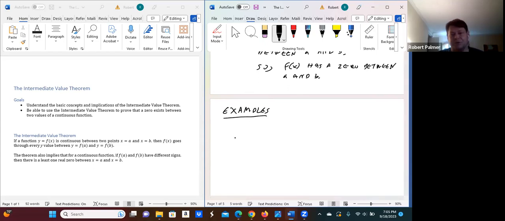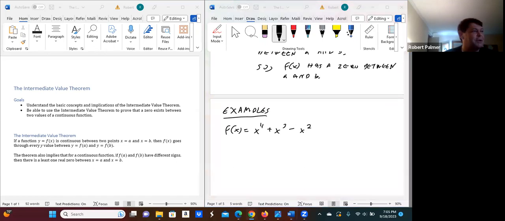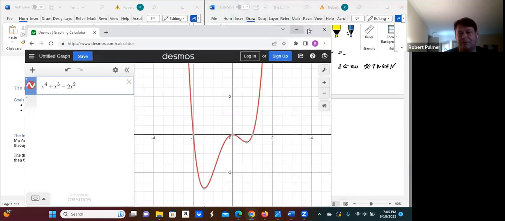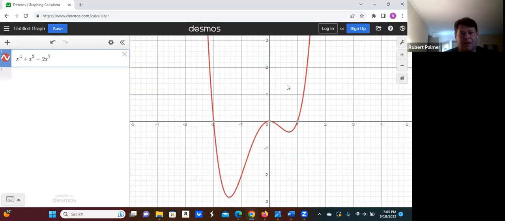So let's look at this function. f of x is equal to x to the 4th plus x cubed minus x squared. Okay, now what I've already done is I've used the website Desmos, and I've already graphed this. So let's take a quick look at it. Okay, so here's what it looks like.